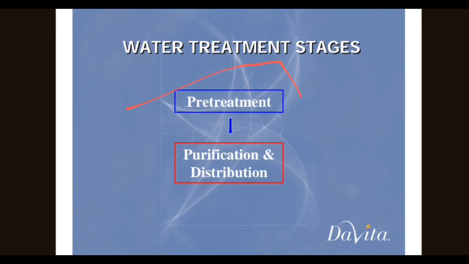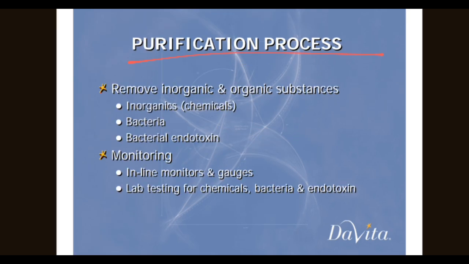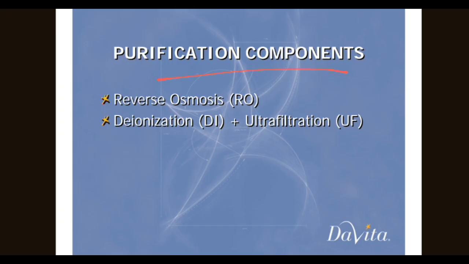Now after the pre-treatment system, we are going to the purification and distribution system. The second part of our RO plant is purification. In the purification process, we are going to remove the inorganics, bacteria, and endotoxins, and we are going to monitor by monitors and gauges, and lab test the chemical, bacteria and endotoxin levels. Purification of water is done basically by the reverse osmosis membrane, and sometimes we use a deionizer and ultrafiltration system.